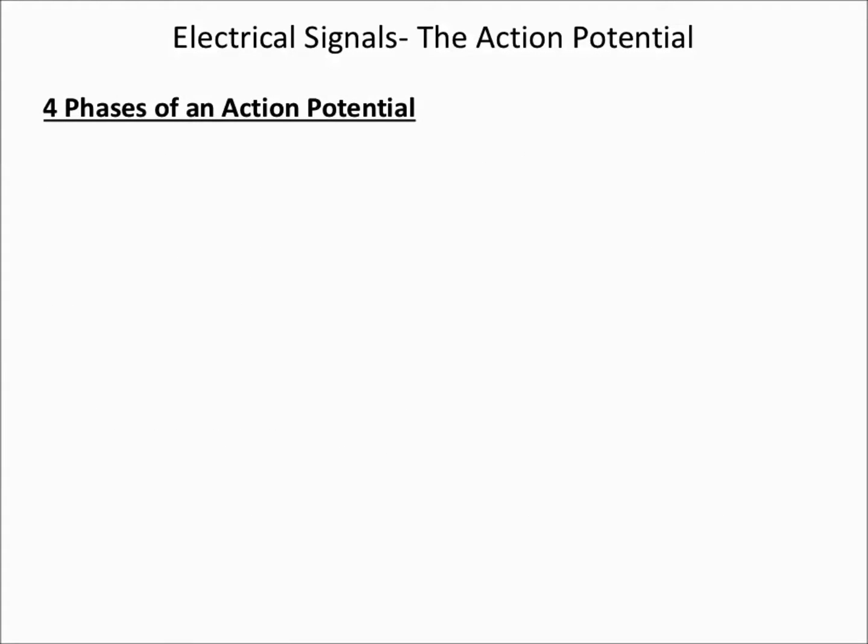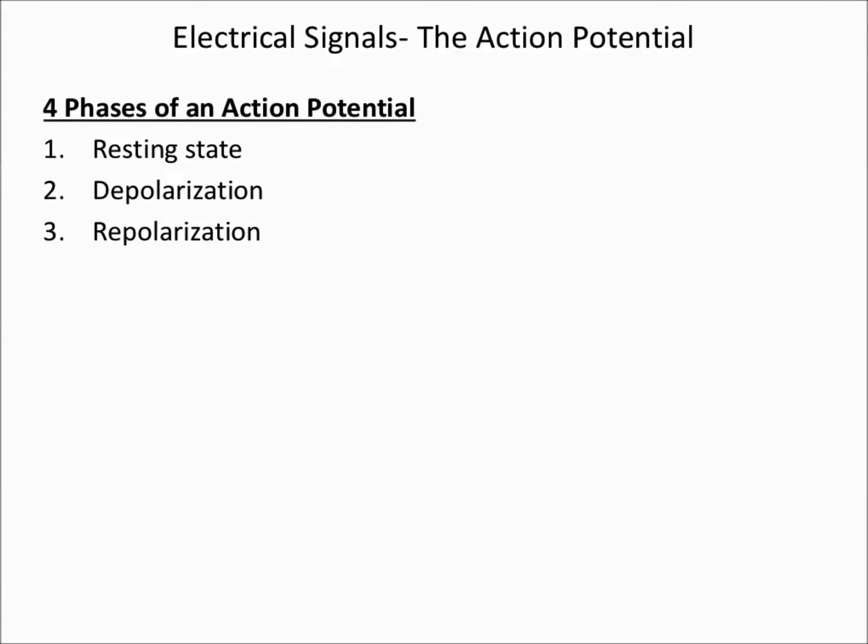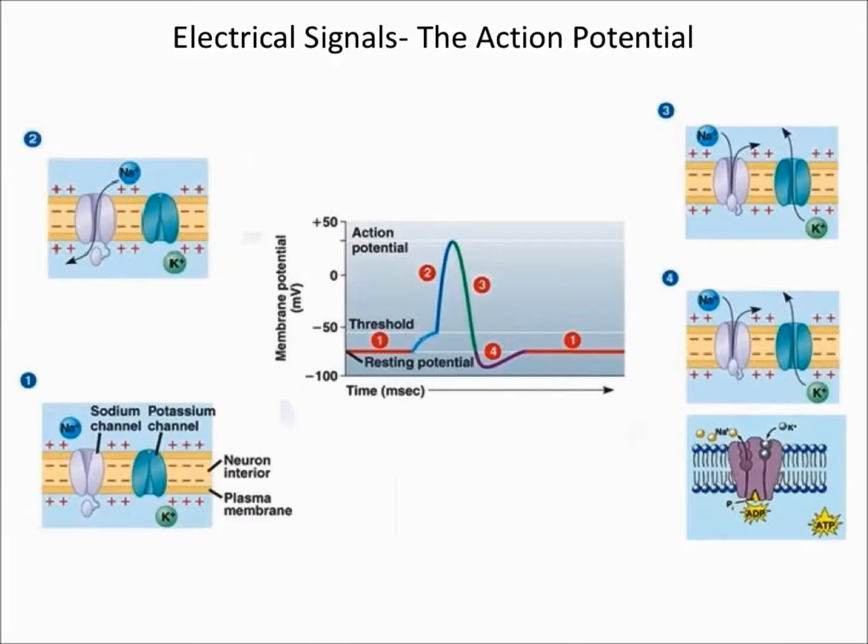There are 4 phases of an action potential. The first phase is called resting state. The second phase is called depolarization. The third phase is called repolarization. And the fourth phase is called hyperpolarization or the undershoot. When looking at a graph of an action potential, you also have to take a look at what is happening at the neuron, specifically what is happening at the level of the axon.